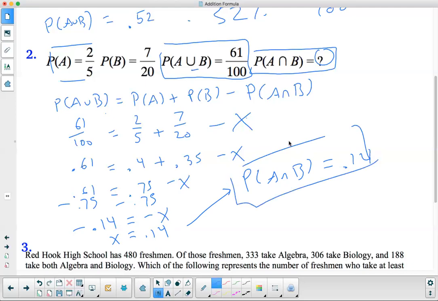So depending on what they give you, you can solve for probability of A and B. Maybe probability of B is missing. Maybe probability of A is missing. Maybe probability of A or B is missing. So you just solve it like a regular linear equation.